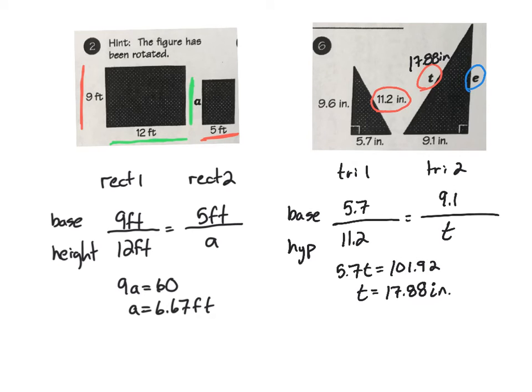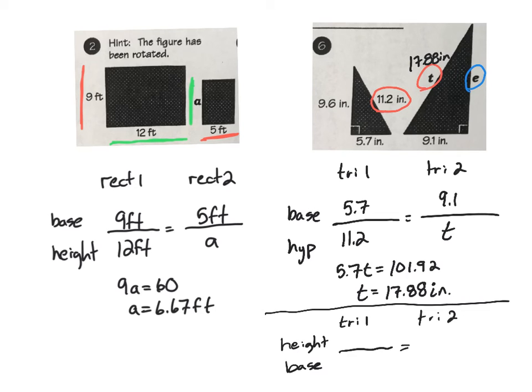Okay, since I rounded that one off, I'm not going to use the hypotenuse to try to figure out the height. I'm going to go back to the base because I know the exact answer for the base. So let's set it up again. So I have triangle 1 and triangle 2. I have height versus base. And let's set up a proportion.